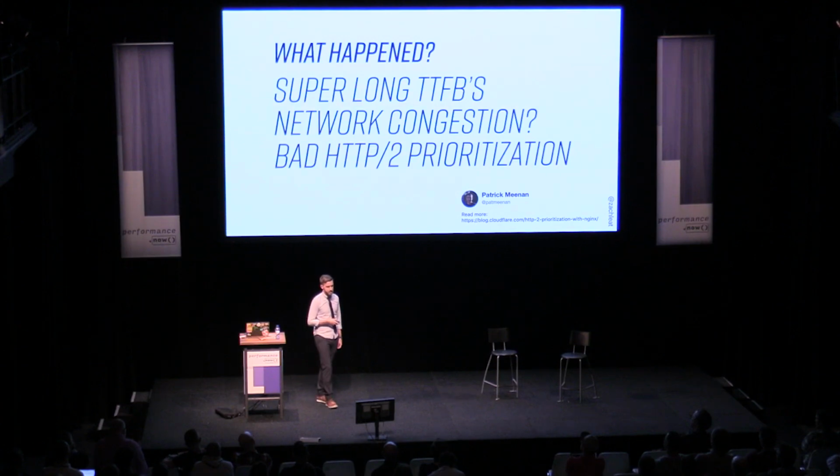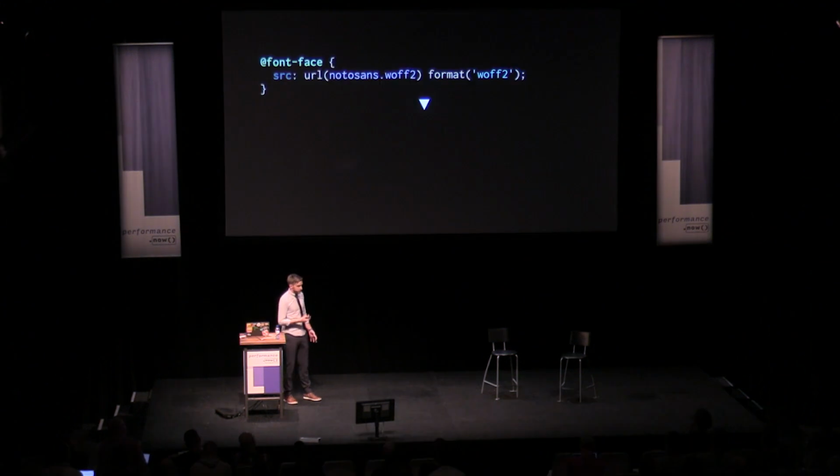Could it have been network congestion? Patrick Meenan actually wrote a blog post about this, and he thinks that there's a lot of existing problems with bad HTTP prioritization. So if you look at the WebPageTest waterfall, image requests that were medium priority were taking priority over our highest priority web font requests that we're loading. So this is not a great behavior that we have. So what can we do to work around this problem?